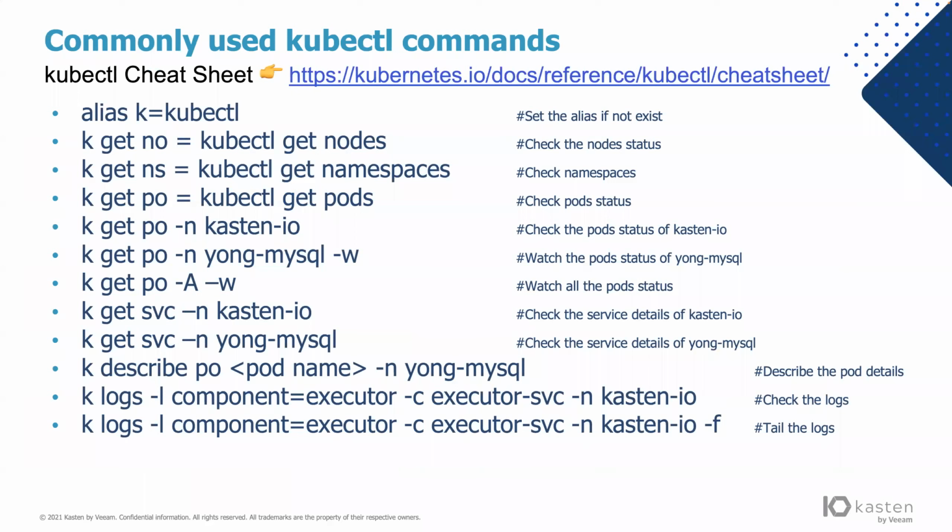Just to share a few popular, commonly used Kubernetes commands. I typically always add the alias, because I don't want to type kubectl every time, that's the command to manage the Kubernetes cluster. Once you have the alias set, you can run kget-no to check the node status, to check the namespace, to check the pod status, etc. The last two lines are about how to check the Kasten logs. It's optional for you.